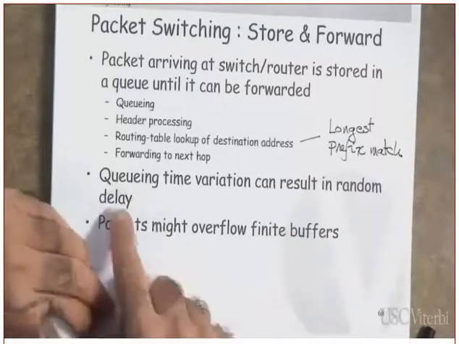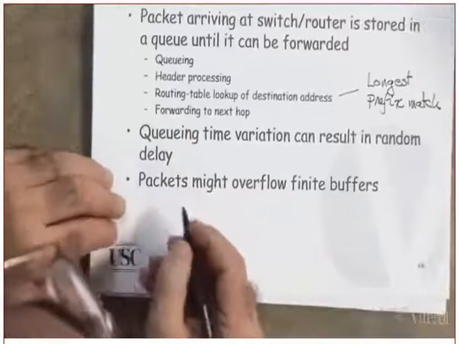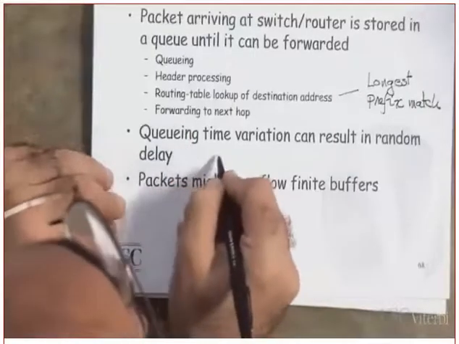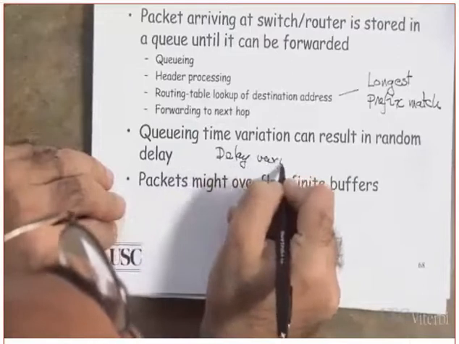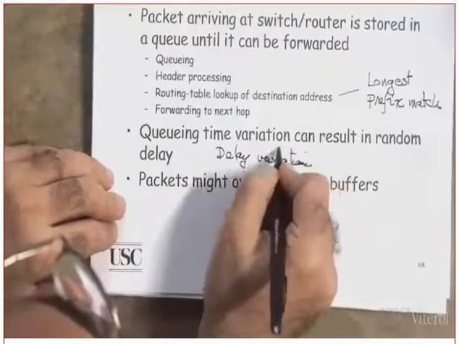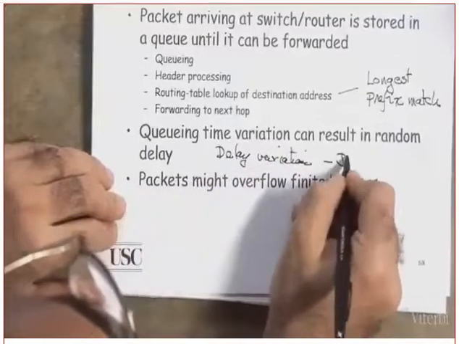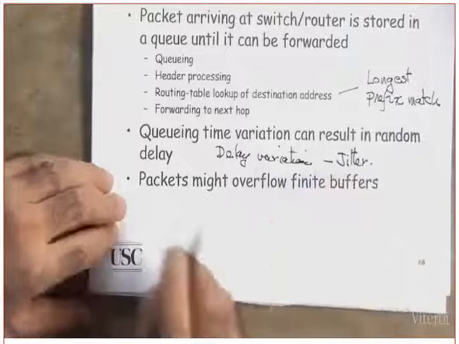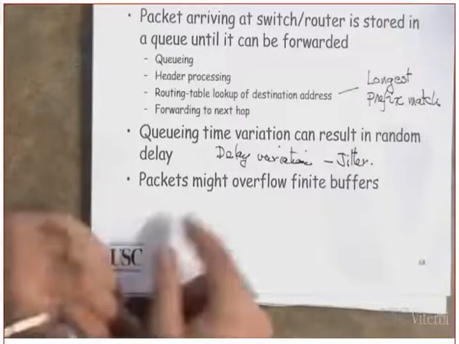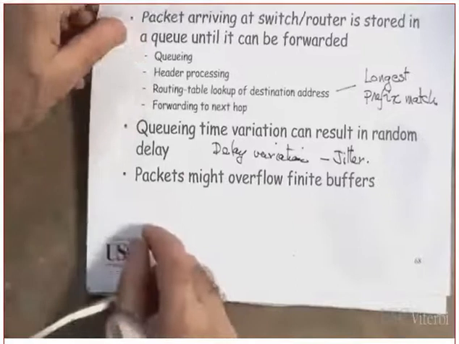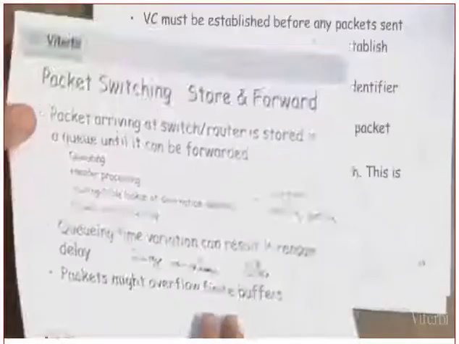Queuing variations can result in a random delay. This, again, is what we refer to as the delay variation. Another name for delay variation is jitter. We'll speak on that in detail when we get to quality of service. Packets, again, might overflow finite buffers and so on. So all of these things.